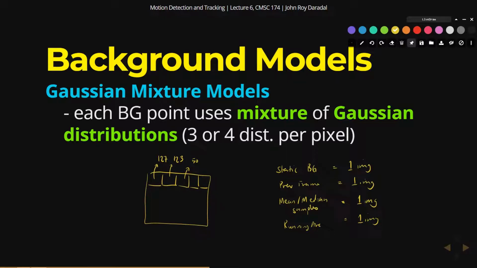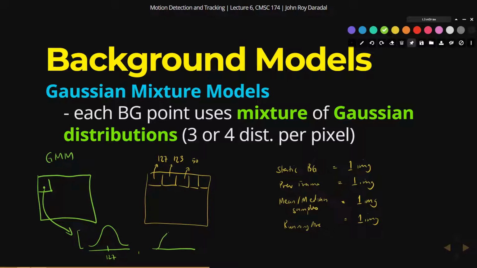But in the Gaussian mixture model, this is for GMM, for each pixel here, if you zoom into this, there are multiple possible distributions. It could be a Gaussian distribution centered at, let's say, 127, and then another one which is also a Gaussian distribution, but this time centered at, let's say, 200.